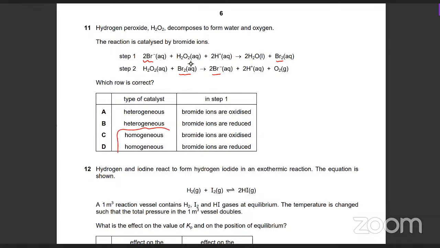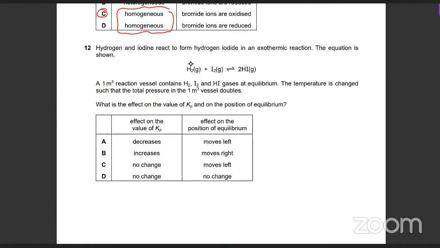And step 1, what's happening in step 1? Reduced or oxidized? They are oxidized. It's Br-1 turning into Br2, so losing electrons. So the answer is C.